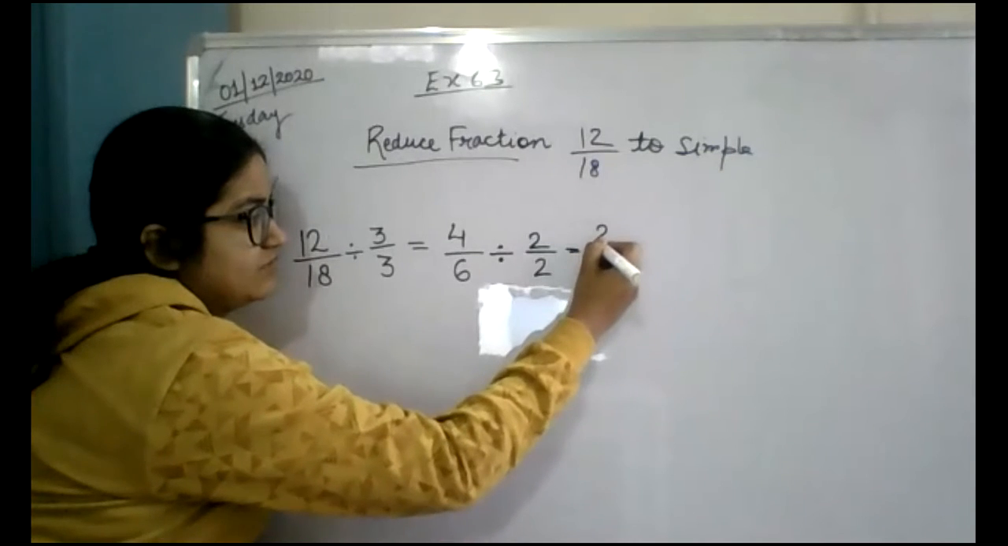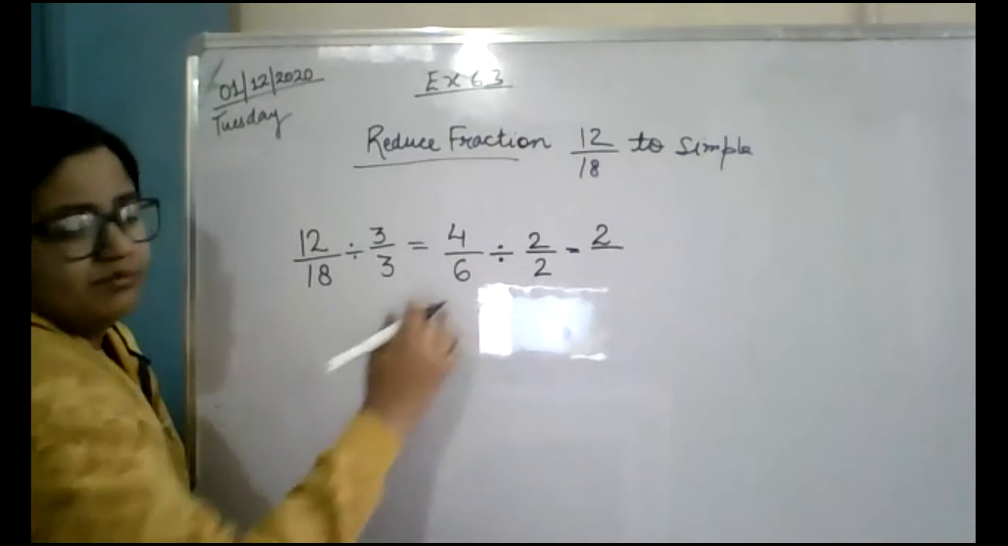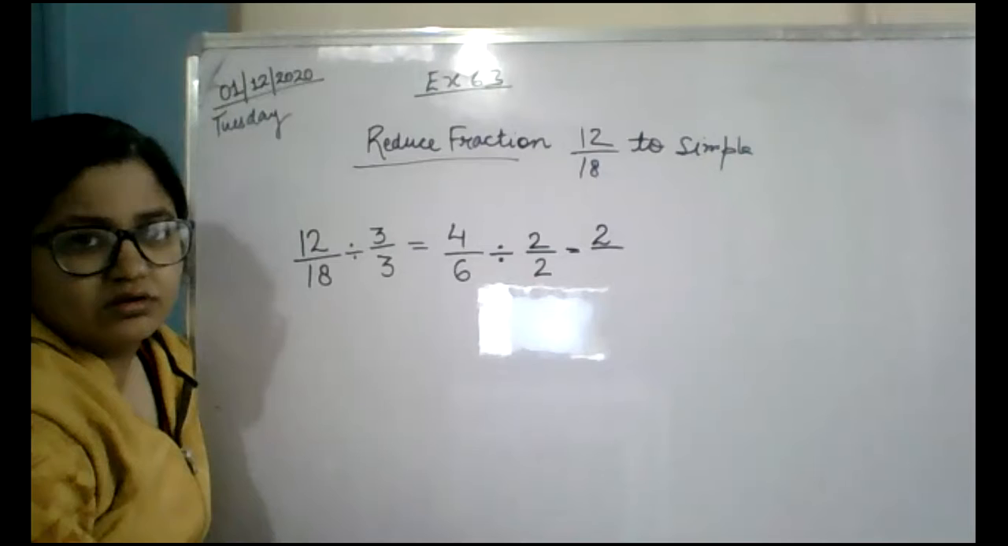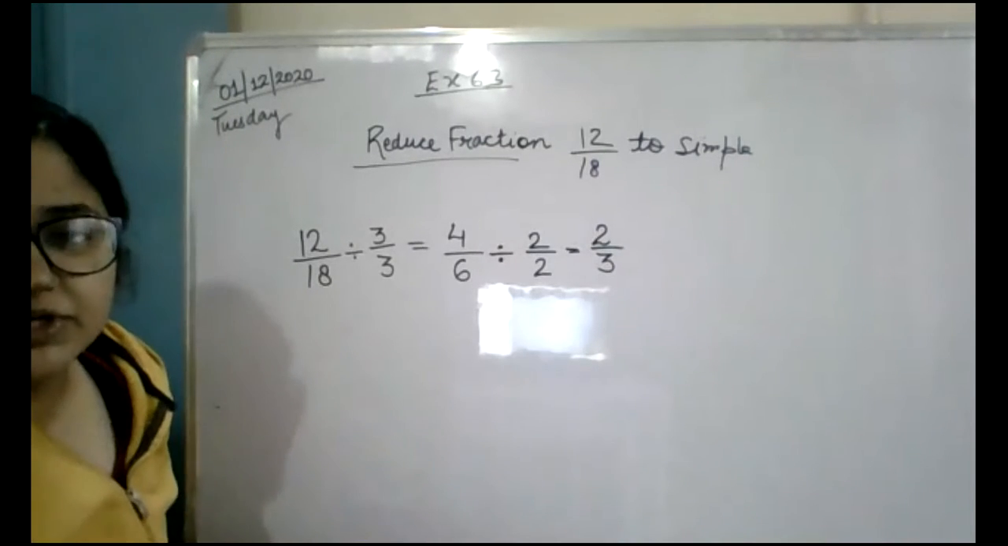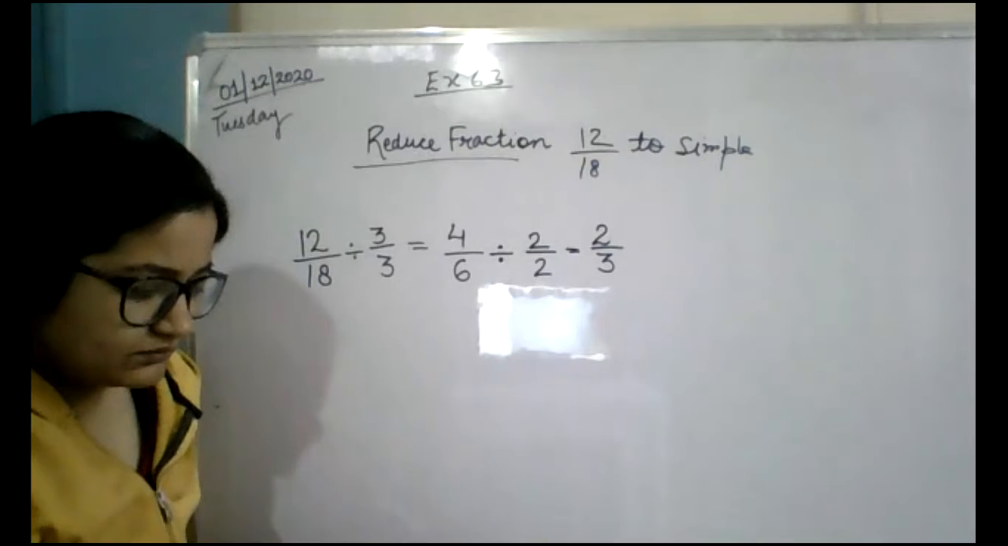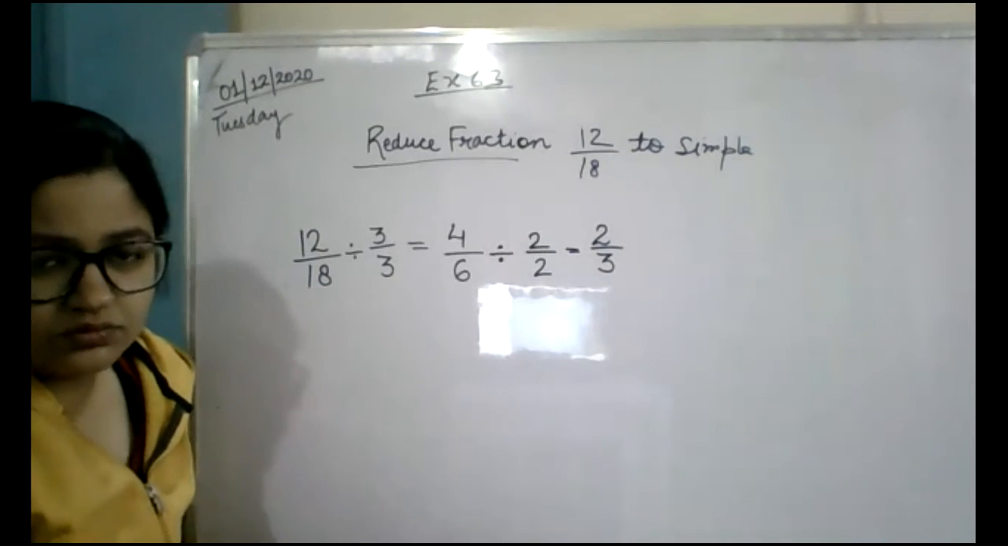2 2s are 4. Okay. In the table of 2, when does 6 come? Ma'am, three. Threes are... Now 2, ma'am, and 3. Do they come in any of the same table? No, ma'am. No. That is okay.